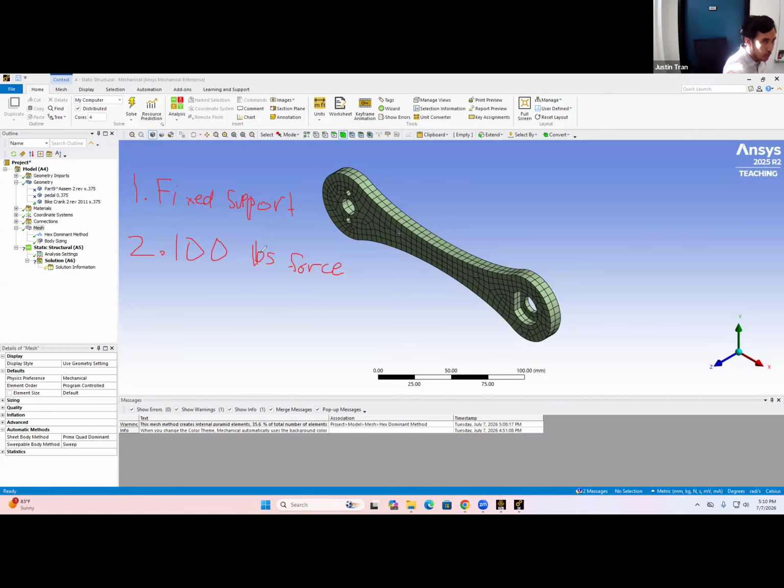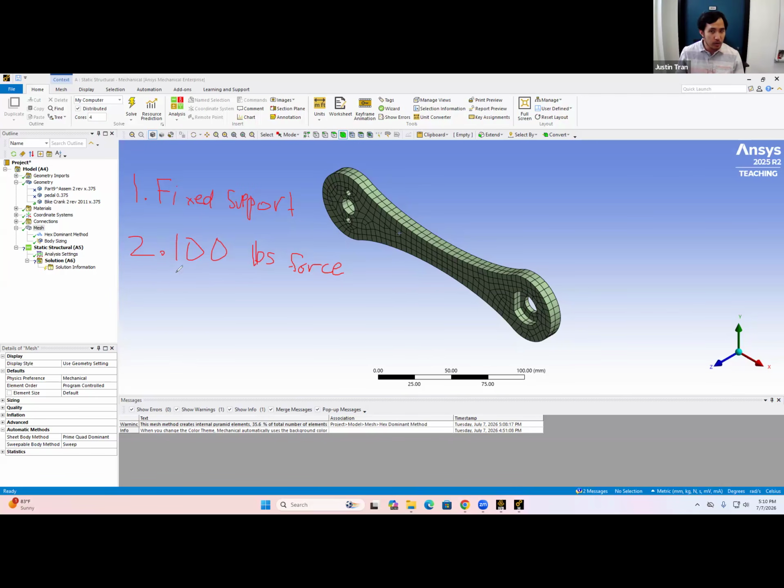But I'm going to let you choose where you think it makes the most sense to apply that force, and also the direction of the force. So for both of these boundary conditions, you have to determine where you're going to apply them, and for the force boundary condition, you also have to determine the direction. So let's talk through the logic of where I would expect these boundary conditions to go.